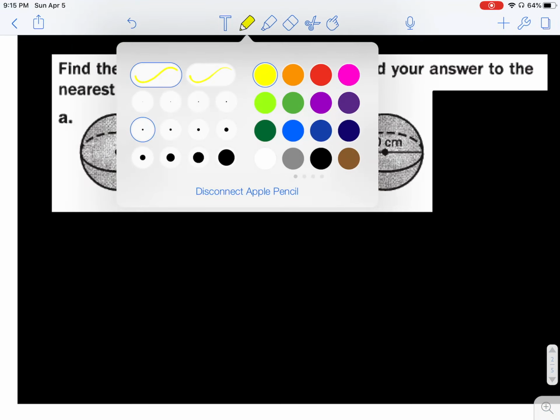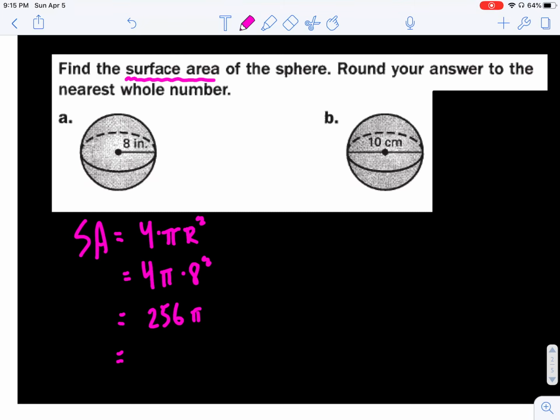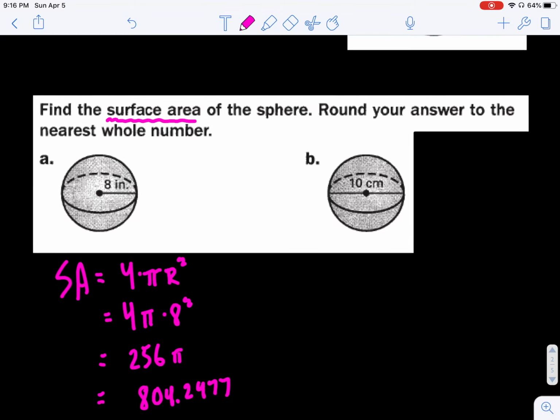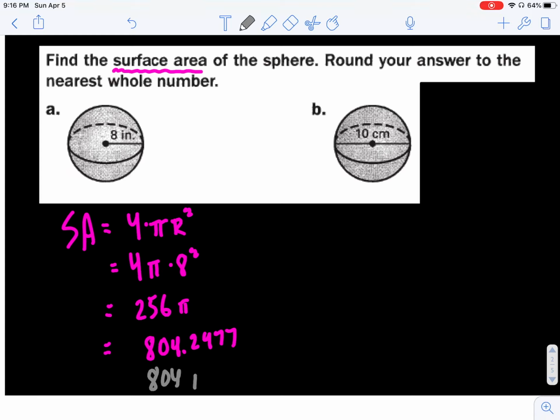So on this one, we will have surface area is what we're calculating. So we're going to use the right formula for that. We're going to use surface area is 4 times pi times r squared. So in this case, it's 4 times pi times 8 squared. And 4 times 8 squared is going to be 256 pi, which rounds to the nearest number. It's about 804.2477, in other words, that is going to round to 804 square inches to the nearest square inch.